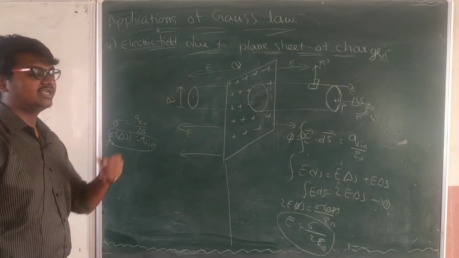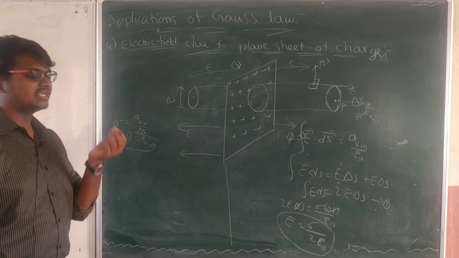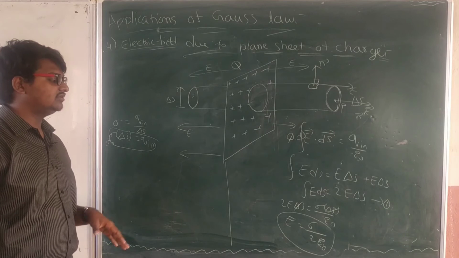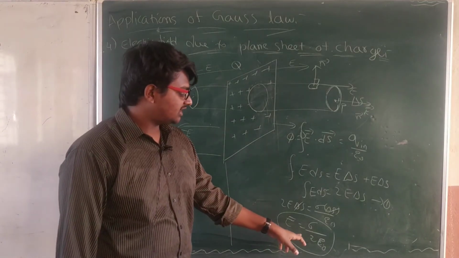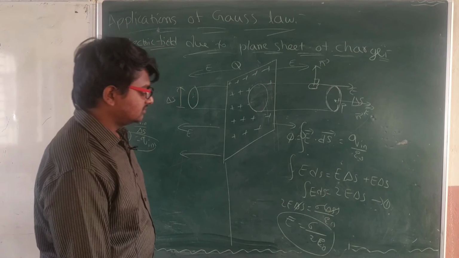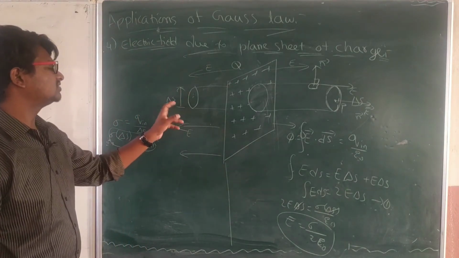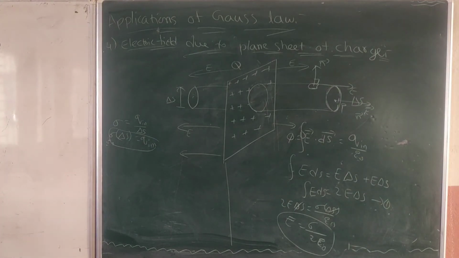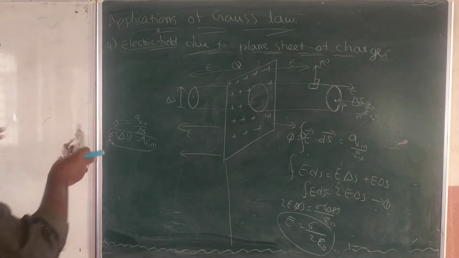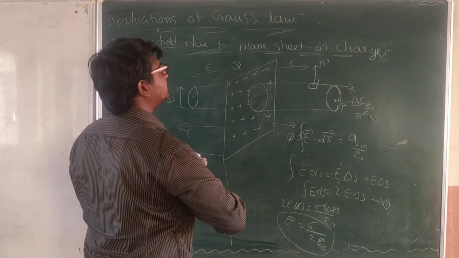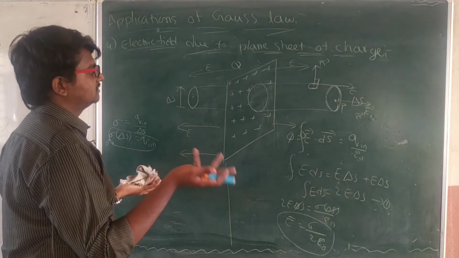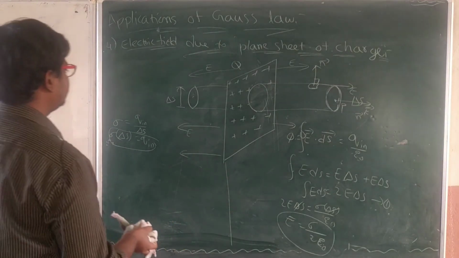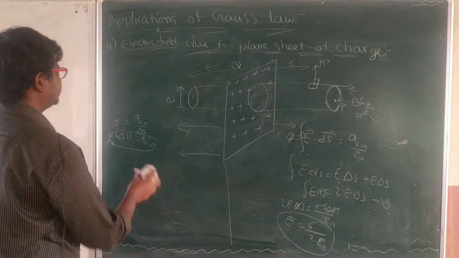But in the before cases, for a line charge or a spherical charge or a point charge, distance matters. As the distance increases, electric field value decreases. But here electric field value doesn't depend on the distance. Here it depends only on charge q and area of the surface. Area also doesn't matter. Here, if you consider a small sheet or an infinitely big sheet, it will be the same. That's it. This is all about electric field due to a plane sheet of charge.